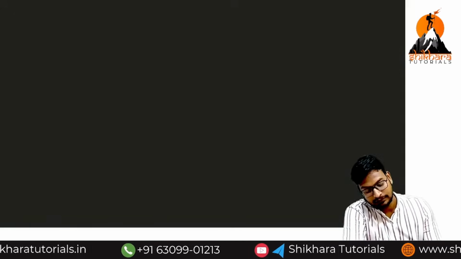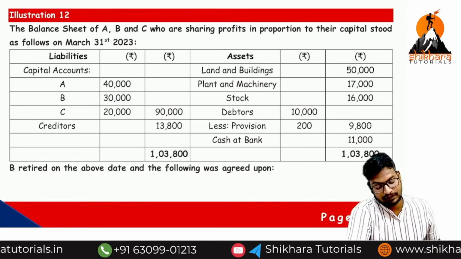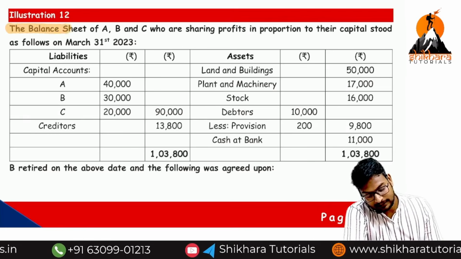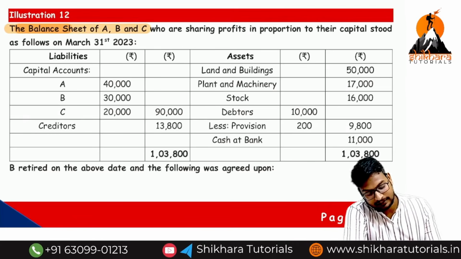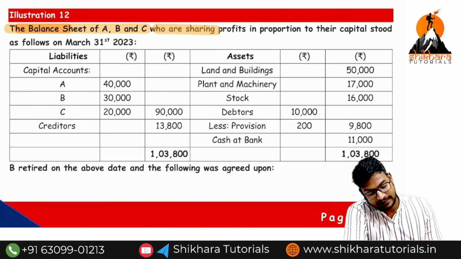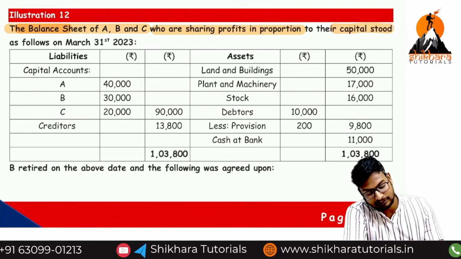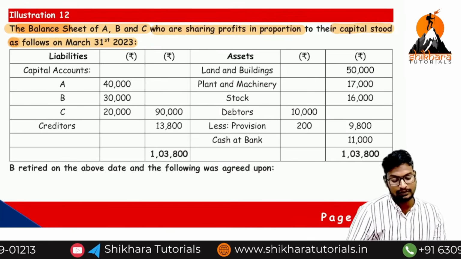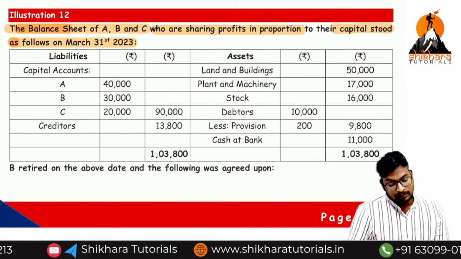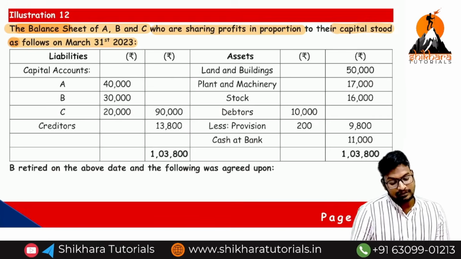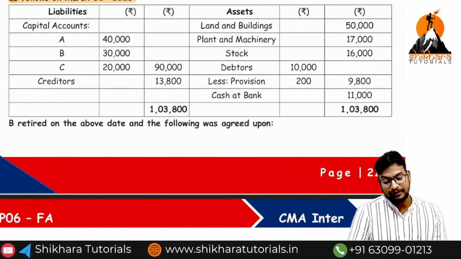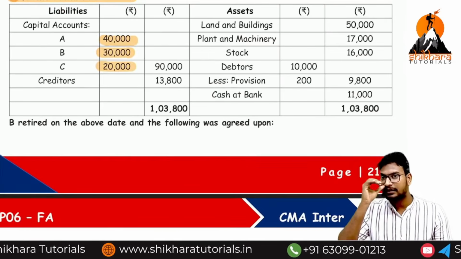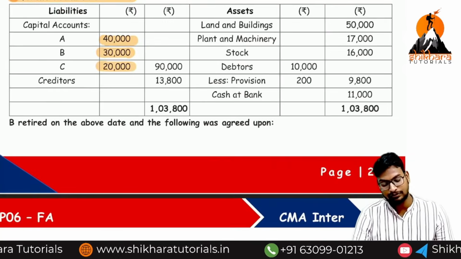So please open workbook question number 12. The balance sheet of A, B and C, who are sharing the profits in the proportion of their capitals, stood as follows on March 2023. The proportion of their capitals means what? 4:3:2.